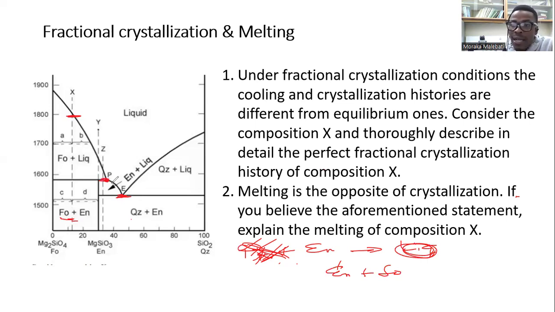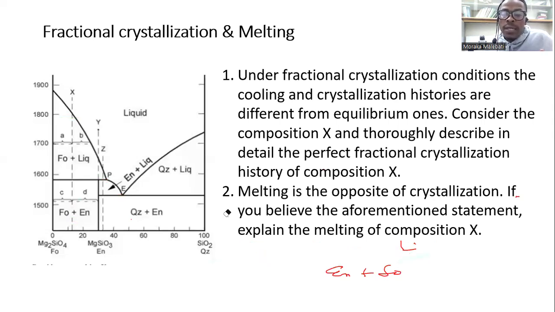The forsterite starts to melt here. When we melt that forsterite, the temperature keeps on increasing until we reach 1,800 degrees Celsius. Once we are here, all of the forsterite will be consumed, completely melted, and we will remain with only the liquid. I hope it makes sense. Sometimes I feel like maybe I'm being fast, but I hope all of these things make sense.